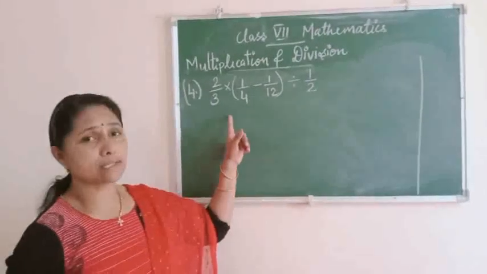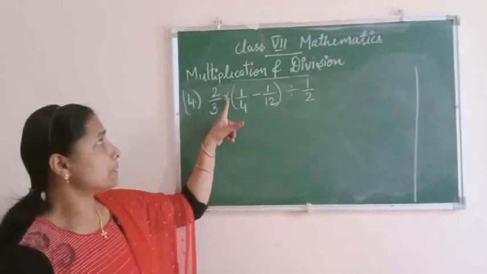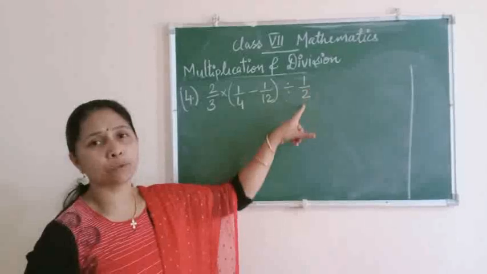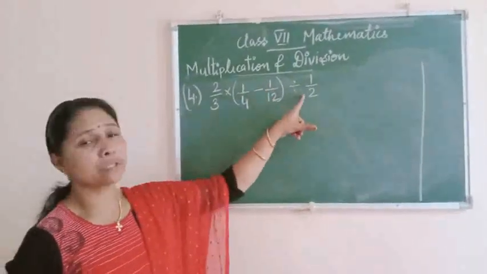Now listen to the fourth example. Here I have written one question: 2 upon 3 multiplied by 1 upon 4 minus 1 upon 12, divided by 1 upon 2. In this question multiplication is given, subtraction is given and also division is given.